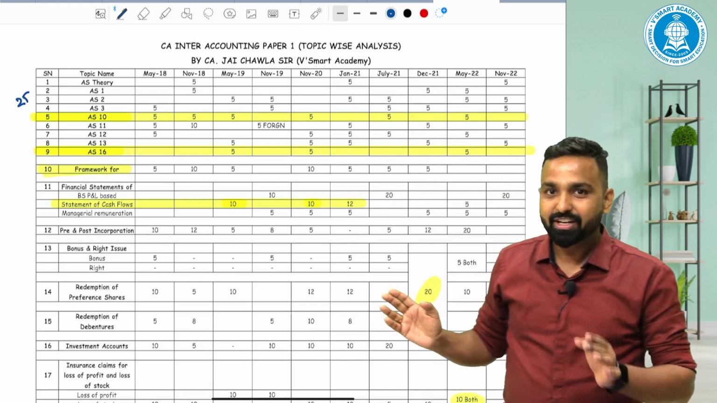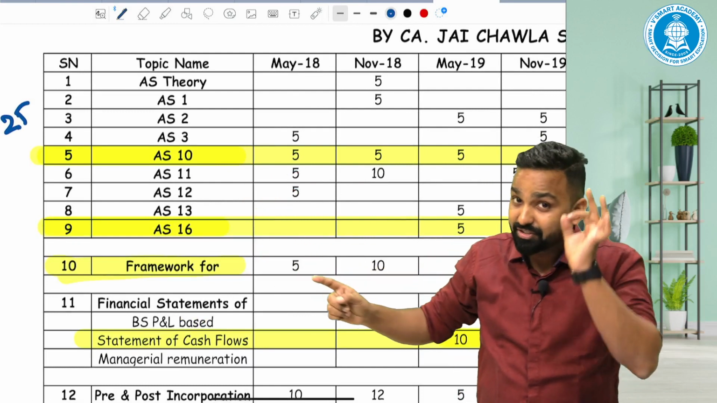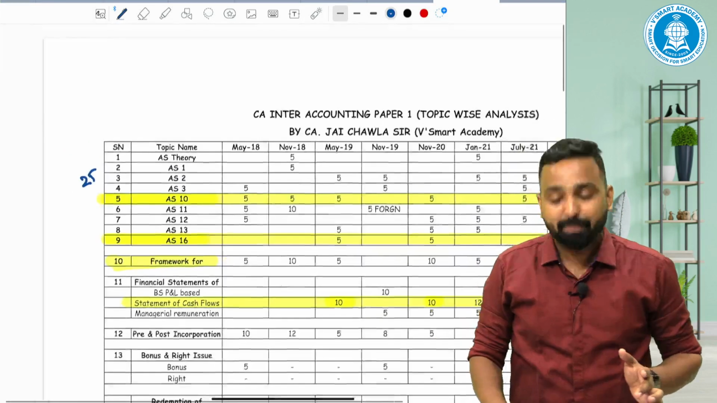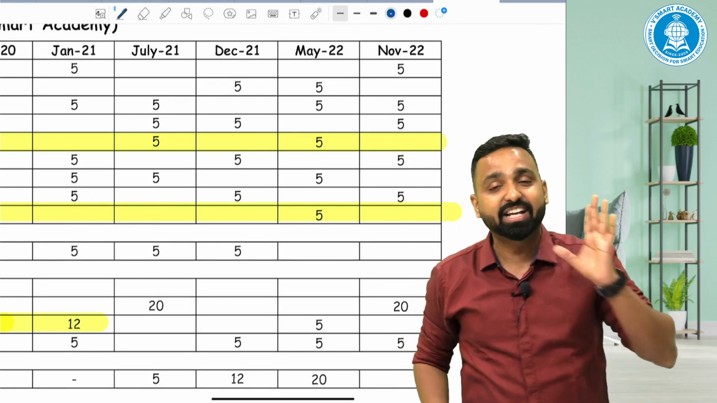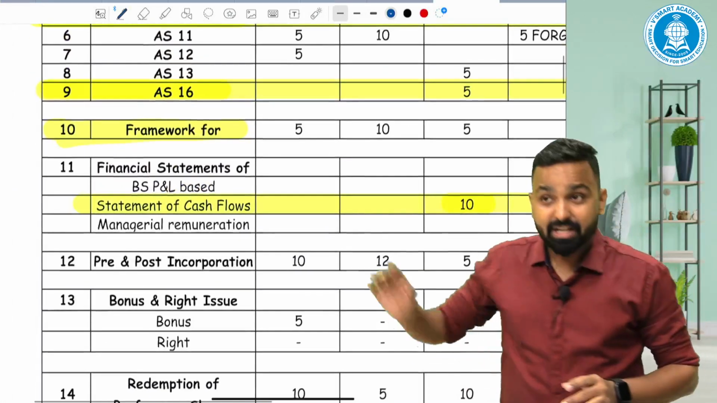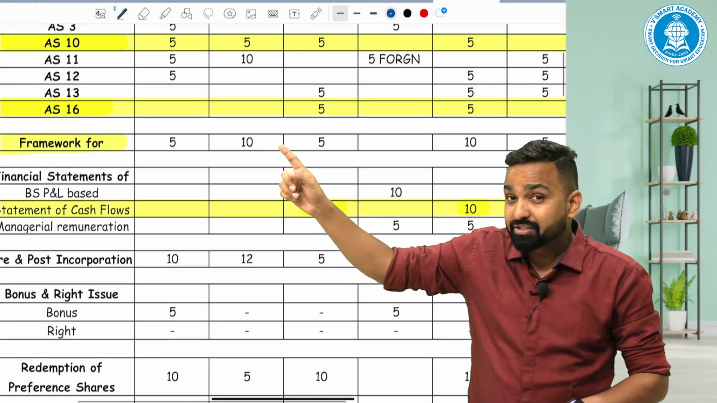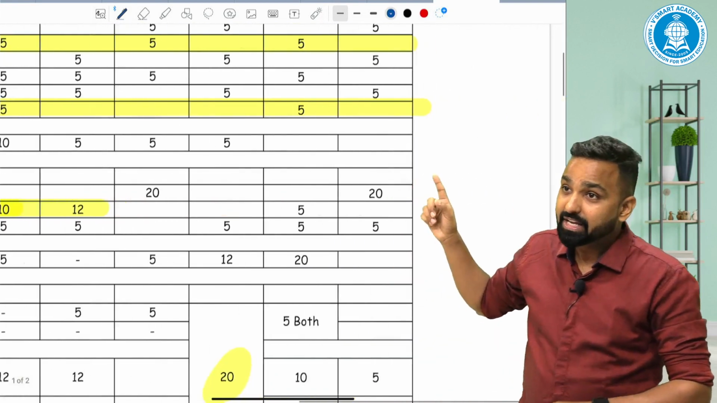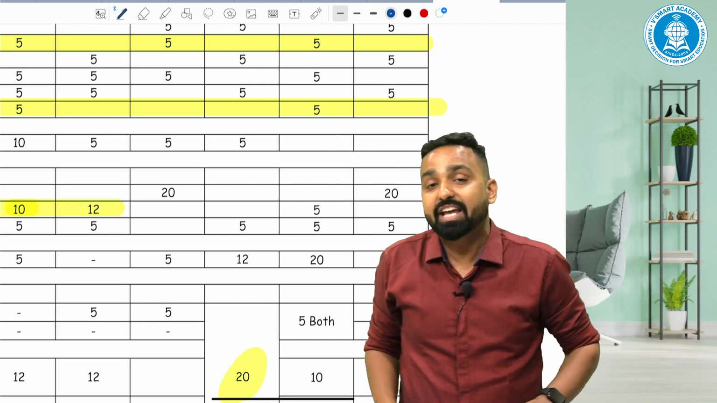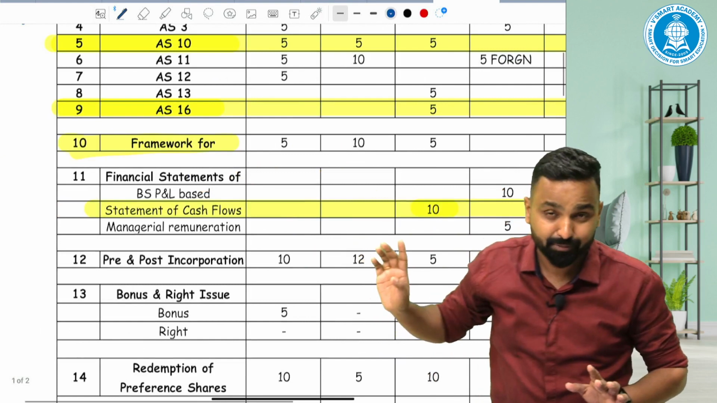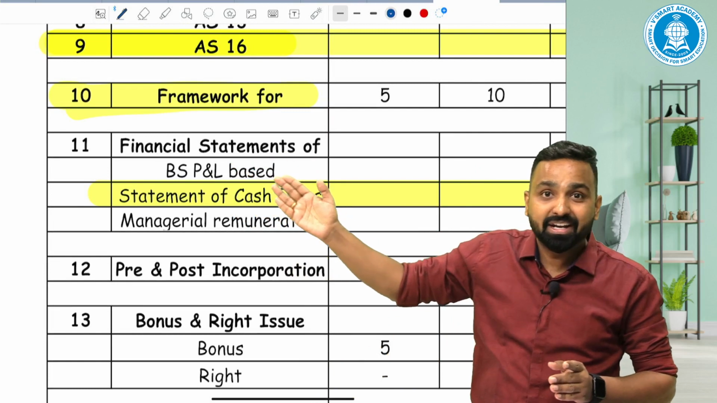According to this sheet, AS 10 and AS 16, these two accounting standards, they may ask in this upcoming paper because in November 22, they haven't asked these two topics. So AS 16 and AS 10 are very important topics. There's a chapter called framework. It is a theory chapter, and sometimes the institute used to ask questions from this topic. They may ask it because in the last two attempts they haven't asked any question from this particular topic, framework.